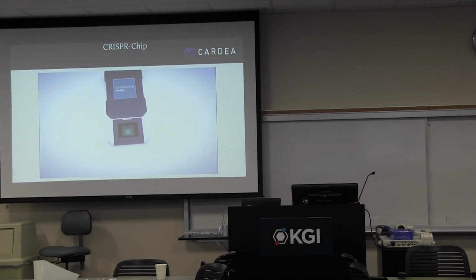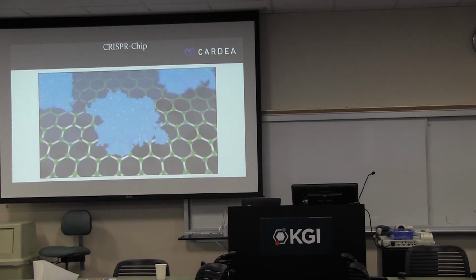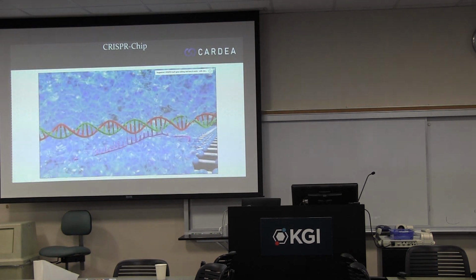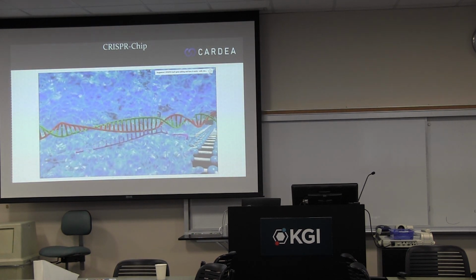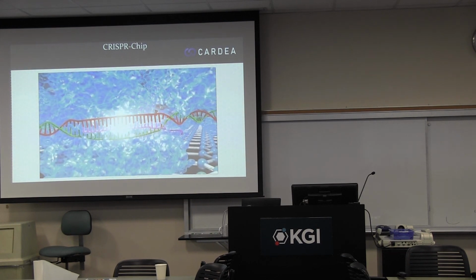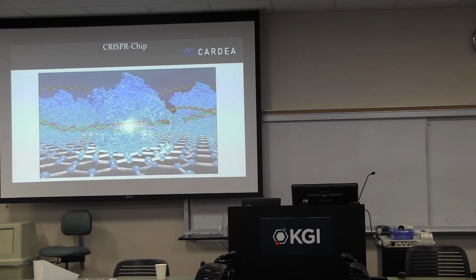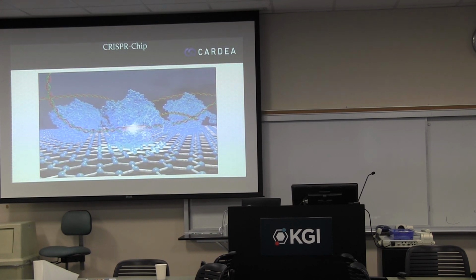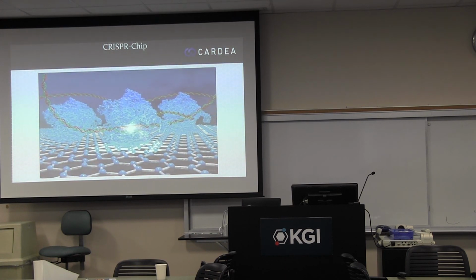Crispr Chip is a handheld device that combines thousands of CRISPR molecules with a graphene transistor. Researchers designed CRISPR to scan through DNA and find specific genes or mutations, while the transistor is super sensitive to electrically charged materials, like our DNA.